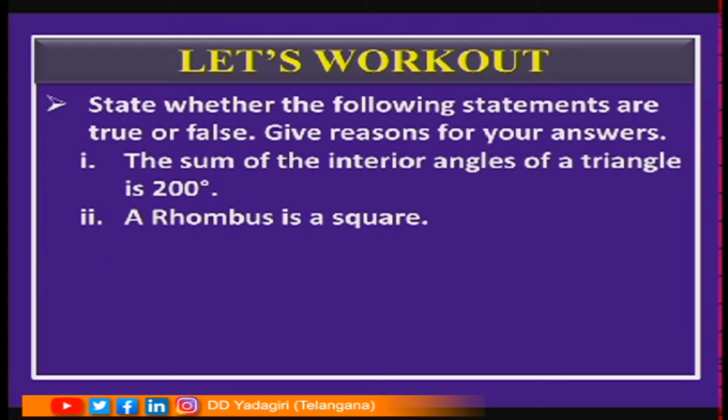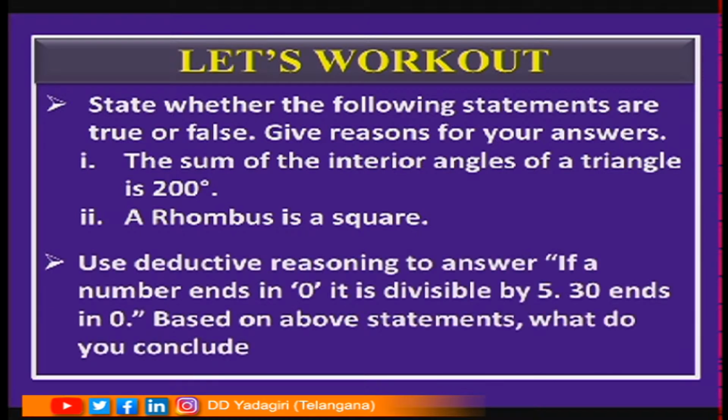The third problem is, state whether the following statements are true or false, and also give reasons for your answer. The first is, the sum of the interior angles of a triangle is 200 degrees. A rhombus is a square. Let us move on to a final question. Use deductive reasoning to answer, if a number ends in 0, it is divisible by 5. 30 ends in 0. Now, based on the above statements, what do you conclude?